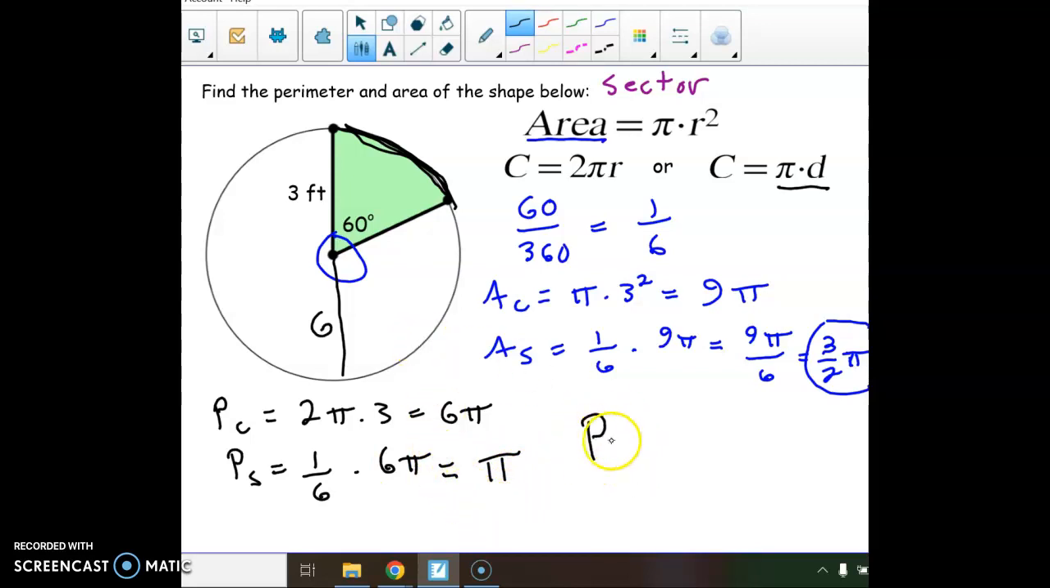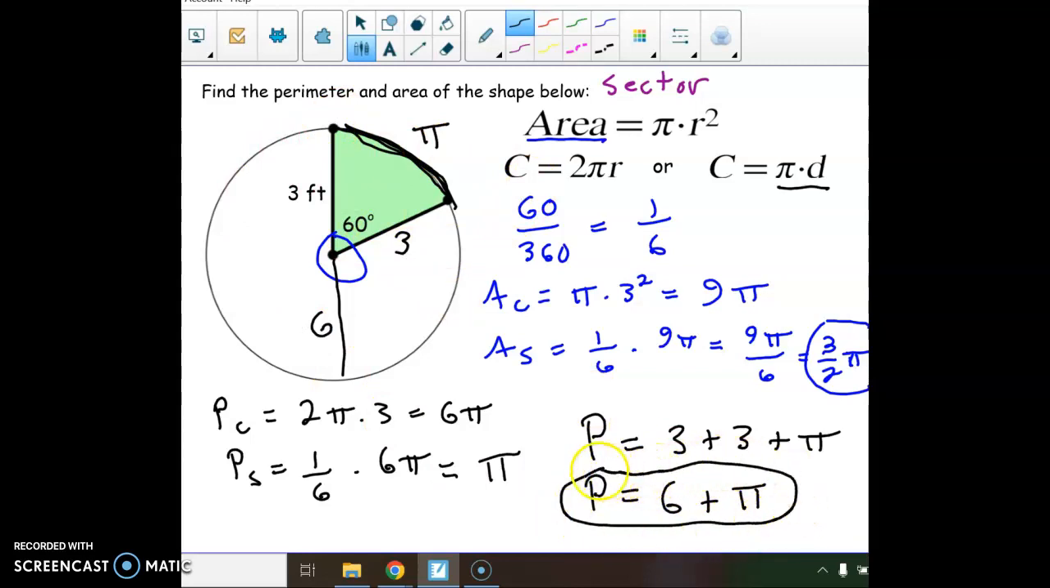And then this is pi, about 3. And then this one's 3, and this one's also 3. So it's going to be 3 plus 3 plus pi. So that's going to be 6 plus pi as the total perimeter of that green pizza slice called the sector.